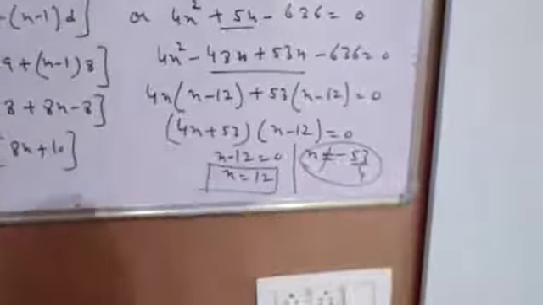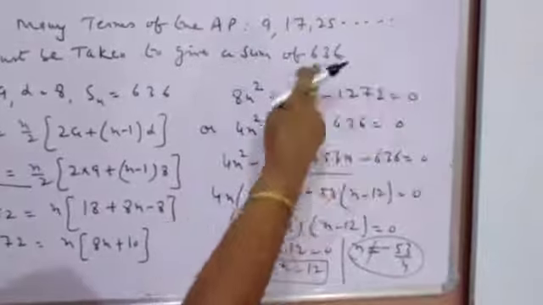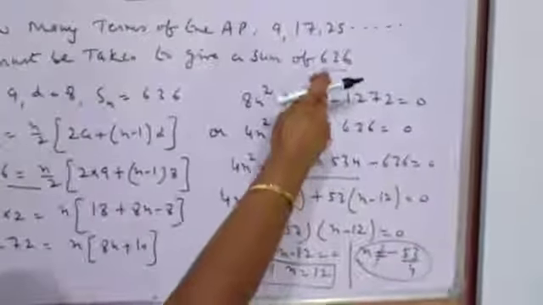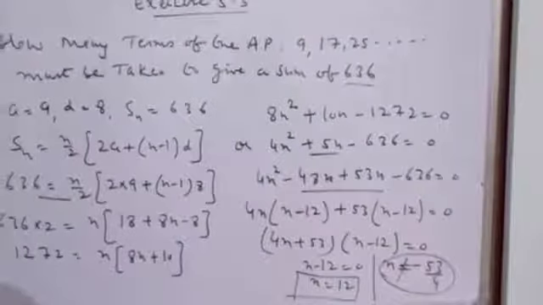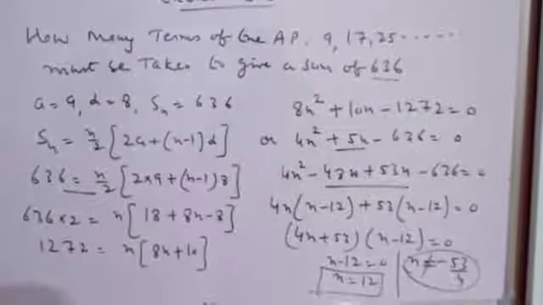So how many terms of the AP are here? There are 12 terms of this AP which give a sum of 636. So now we will apply the formula of Sn to find the sum. For homework, you will try the first 5 questions.